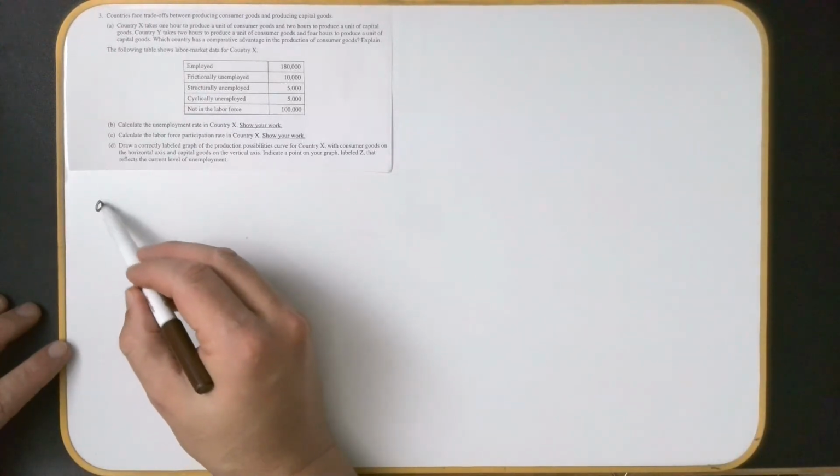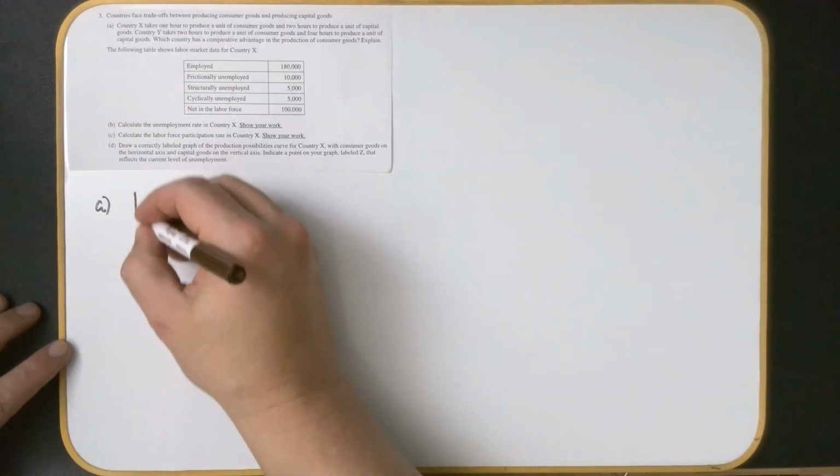So this is a trade table question, but it's a little bit unusual. Again, wonderful creativity of country X and Y, and they couldn't even handle coming up with a consumer good. They just called it consumer good and capital good. So it's a trade table that's about as bland as it gets, and we just have to draw it and figure it out. So let's. I'm going to put A right here, and let's draw a trade table.